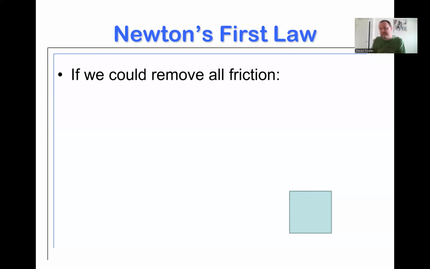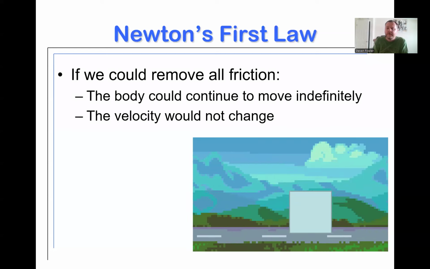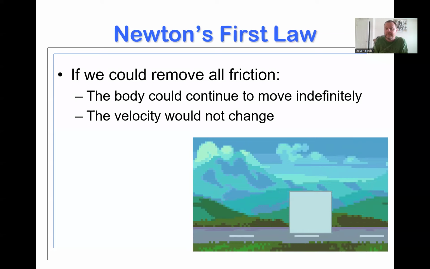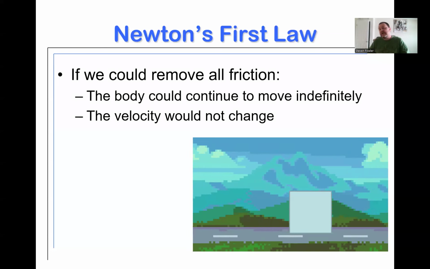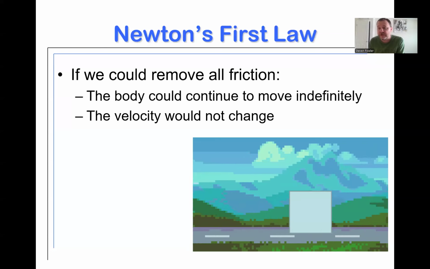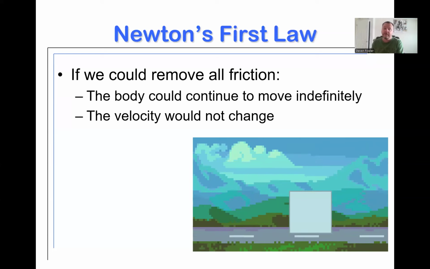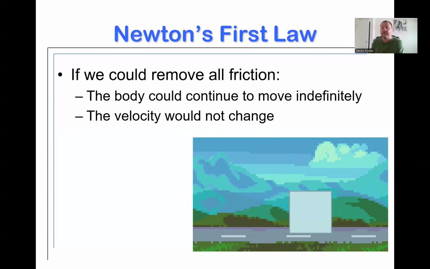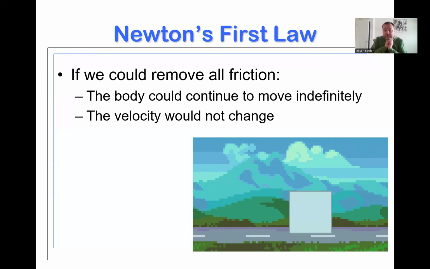Give the box a shove, there's no friction involved. There's a good chance that box is going to move indefinitely, right? It's just going to keep moving down the road. And that means it's going to move at a constant velocity. There's no change in velocity, so there's no change in direction or magnitude of the velocity. If there's no other forces acting on this box, we get it started, leave it alone, and it just keeps going.